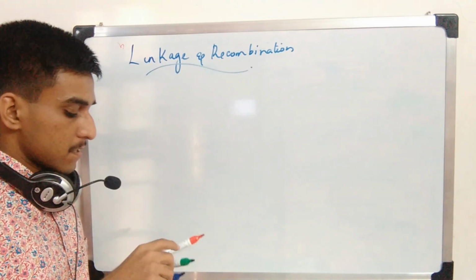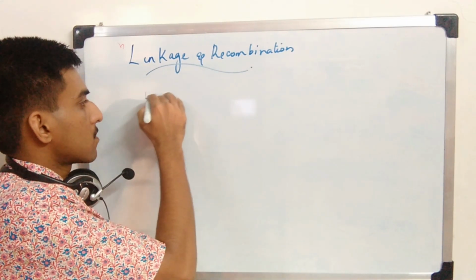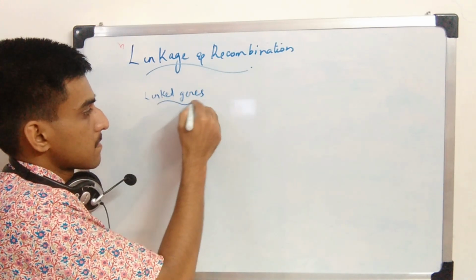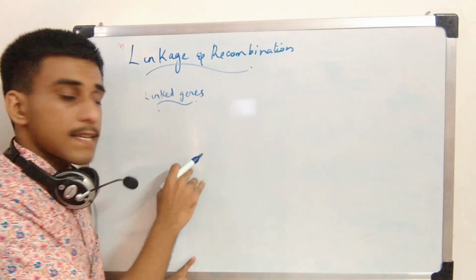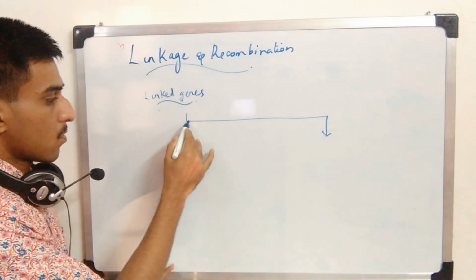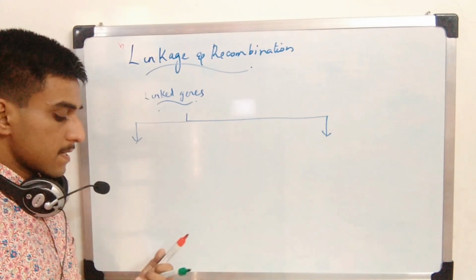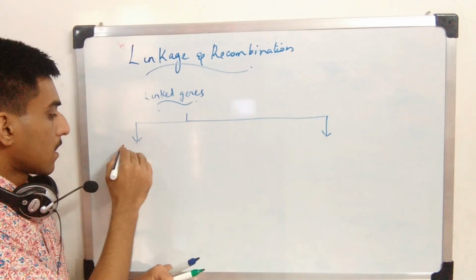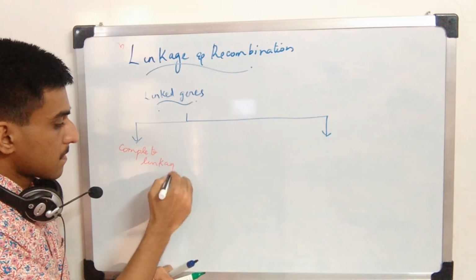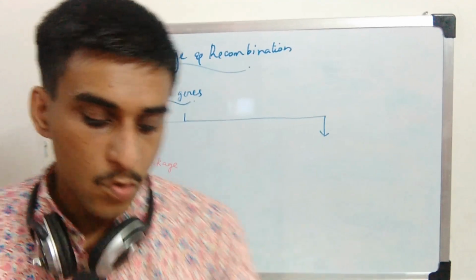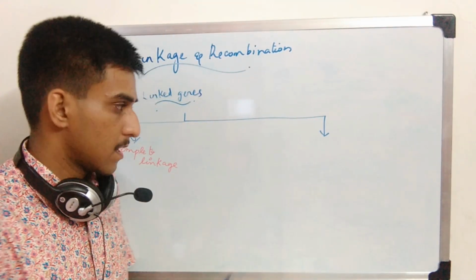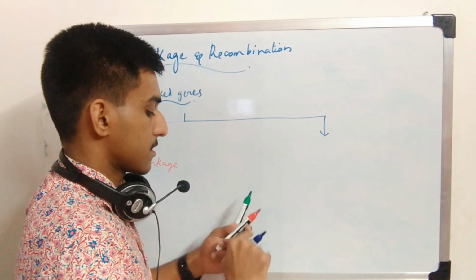Okay, so we are now talking about linkage, linked genes. So linkage can be of two types. First is the complete linkage. So linkage can be complete linkage and also partial linkage.